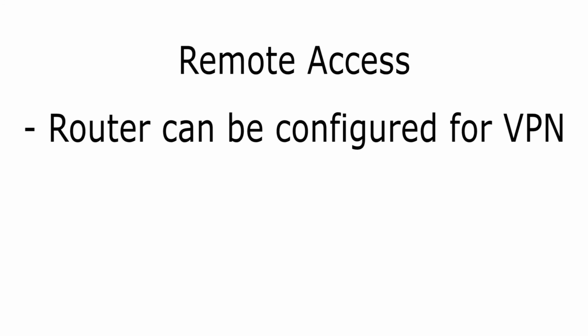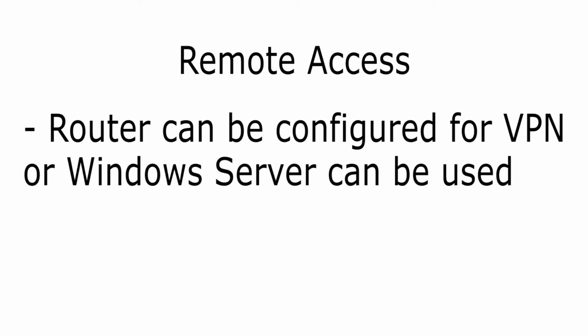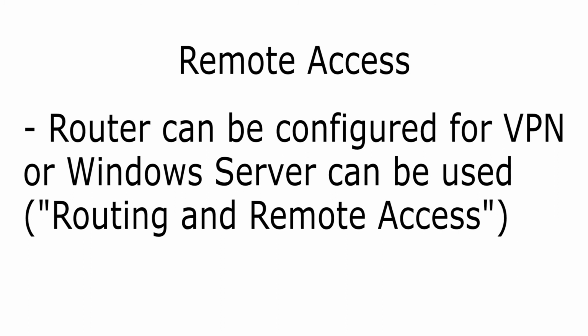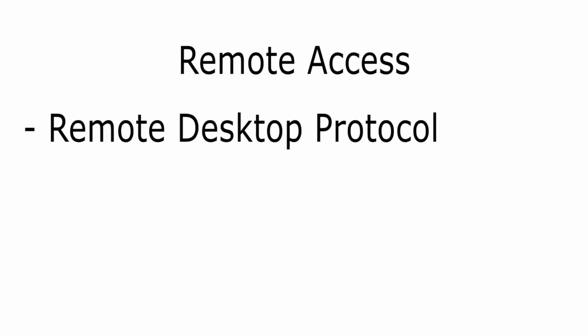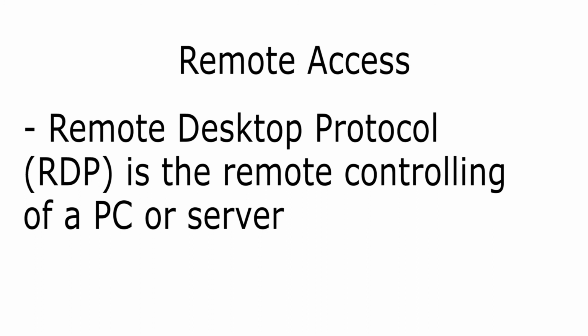I already mentioned that a router can be configured for VPN access, but a Windows server can accomplish the same thing using a feature called Routing and Remote Access. We also noted the requirements for a reliable VPN connection, so if your home internet speed isn't very fast, the best alternative is a remote desktop, as long as the job doesn't involve a lot of graphics-intensive work. The Remote Desktop Protocol, often abbreviated as RDP, is the remote controlling of a PC or server.